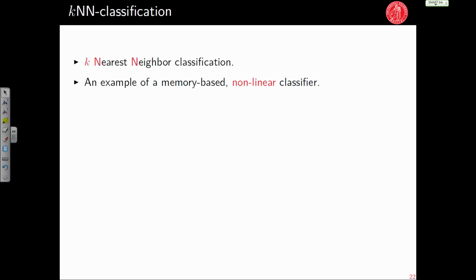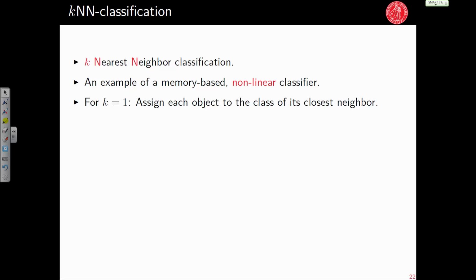Okay, so the second classification method we're looking at today is the K nearest neighbor, so KNN. It's an example of memory-based nonlinear classification. Memory-based, we talked about this at the beginning, is the exemplar-based representation. Each member of the class is a representative of the class. And nonlinear because it draws a nonlinear boundary between the classes.